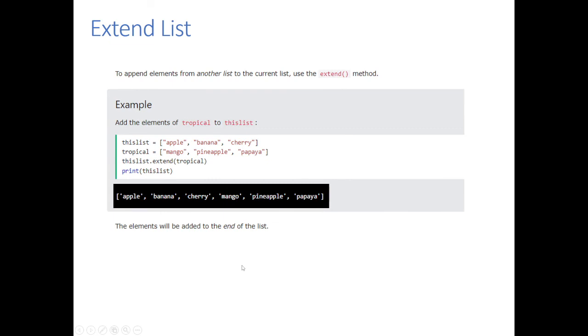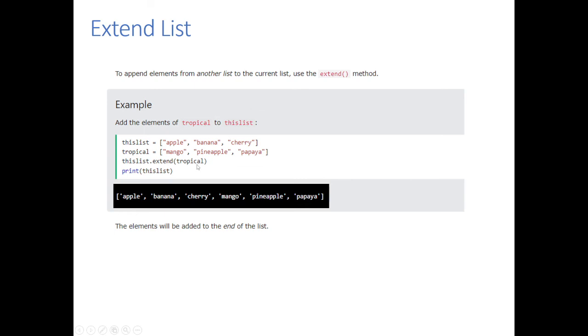Extend a list. To append elements from one list to the current list, we use the extend method. This is when we are appending a list to another list. Let's say, for example, we have this list, apple, banana, cherry, and then we have tropical, mango, pineapple, papaya. What we're going to do is to extend this list by adding these items, so we have this list dot extend tropical.